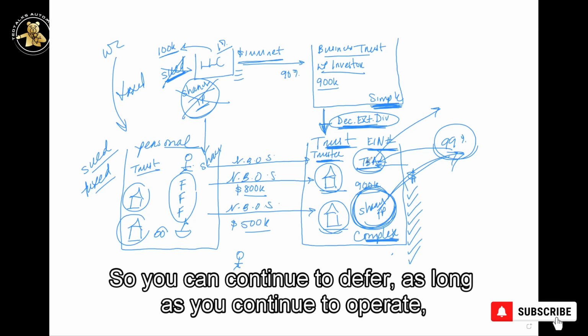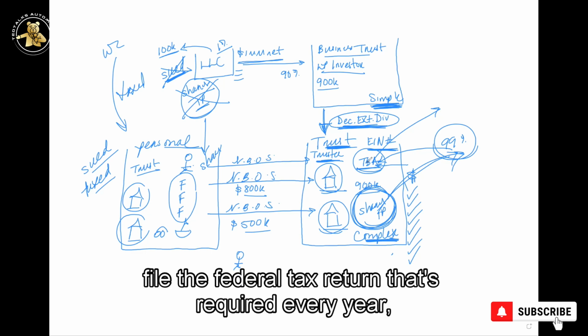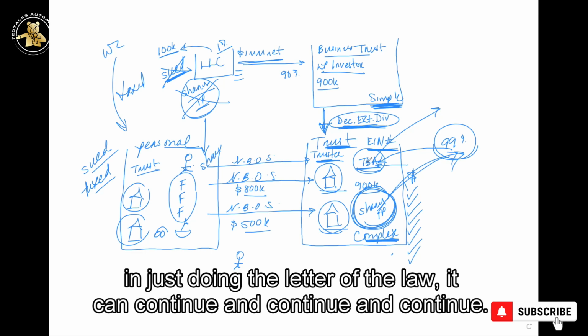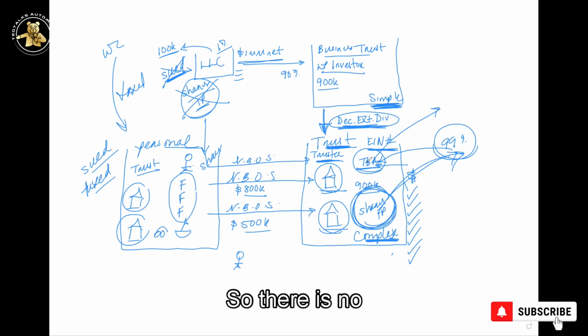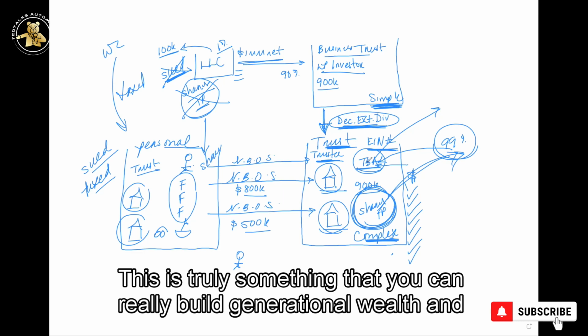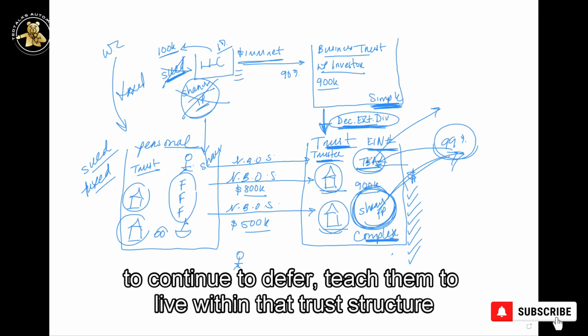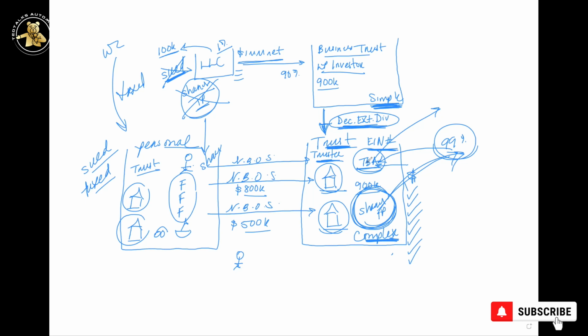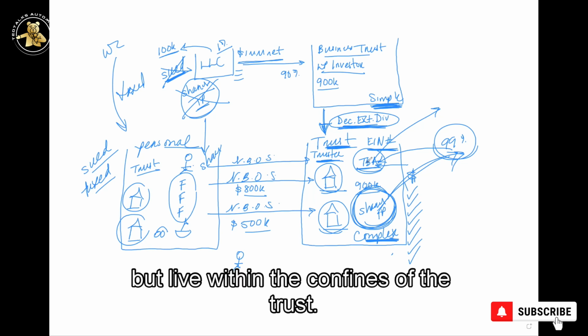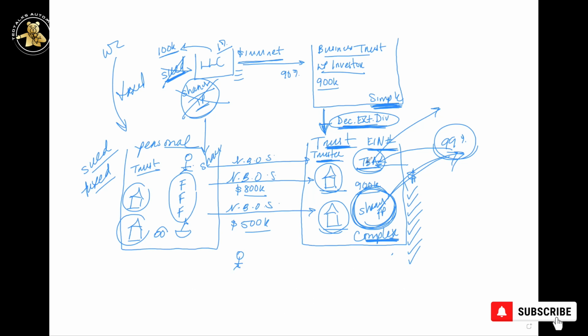So you can continue to defer as long as you continue to operate, file the federal tax return that's required every year, and just do the letter of the law. It can continue and continue and continue. So there is no, oh, wow, I need to recoup this in 20 years or 30 years. This is truly something that you can really build generational wealth with and teach your children to continue to defer, right? Teach them to live within that trust structure that you've been operating, not distribute, right? But live within the confines of the trust. It could be a beautiful thing.